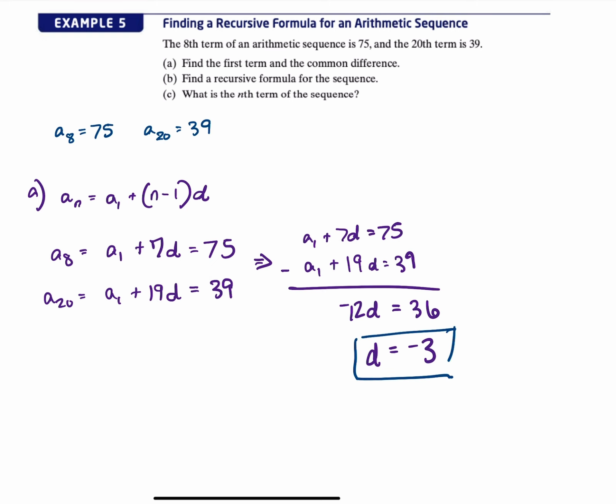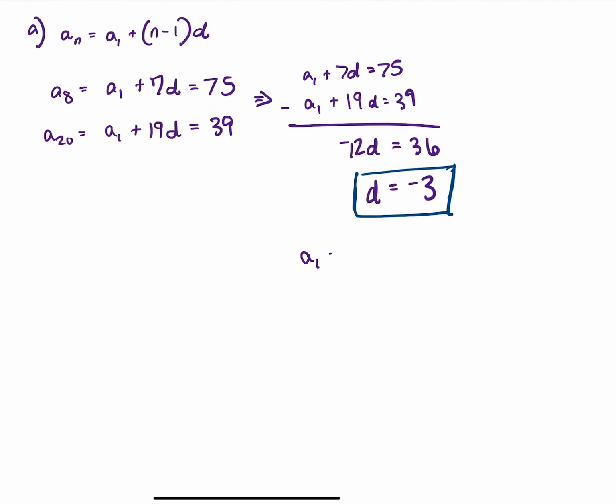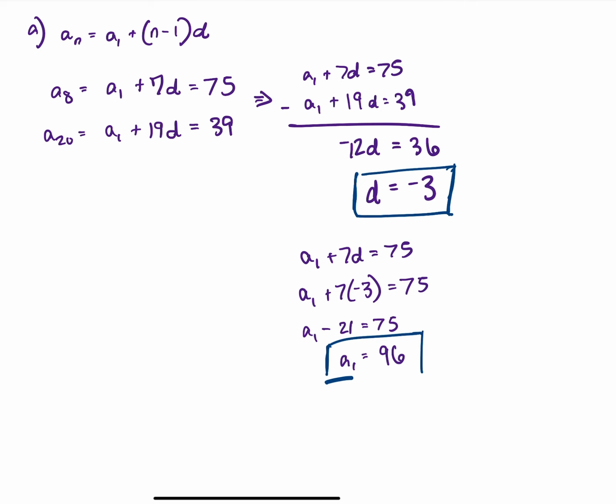Now let's plug this back into one of the original equations to solve for our first term. So I'll plug into the first one. So a sub 1 plus 7d equals 75. So let's plug in negative 3 for d. So that gives us a sub 1 minus 21 equals 75. So add the 21 over, and our first term we get is 96. So this is a decreasing sequence. It's going to decrease by 3 every time from a starting value of 96.